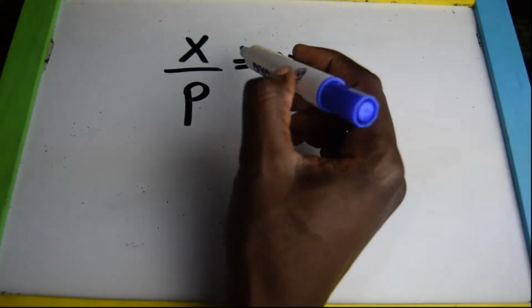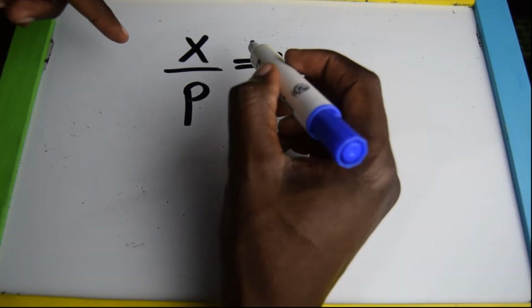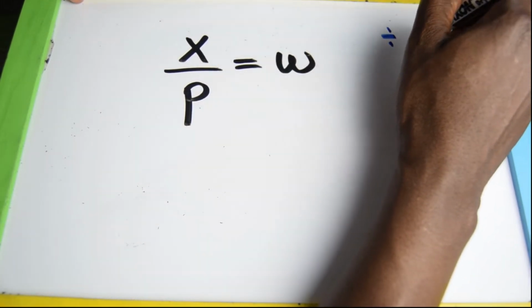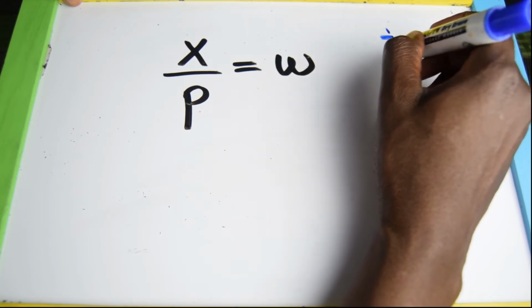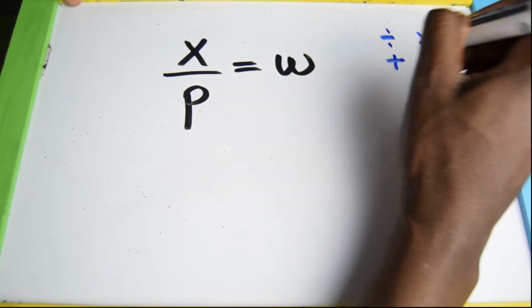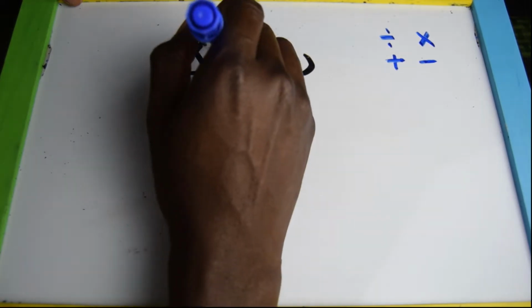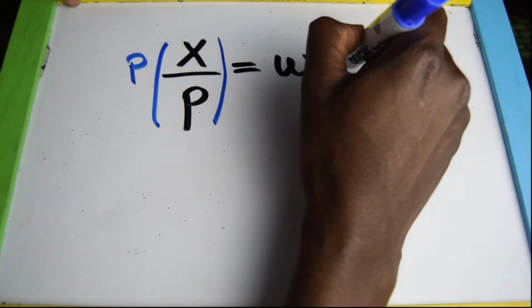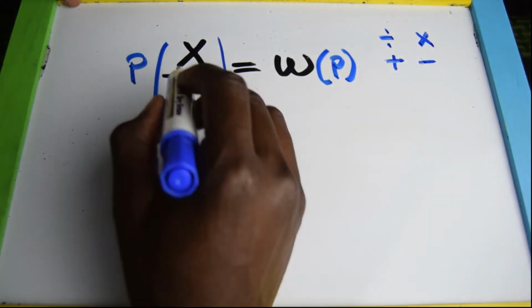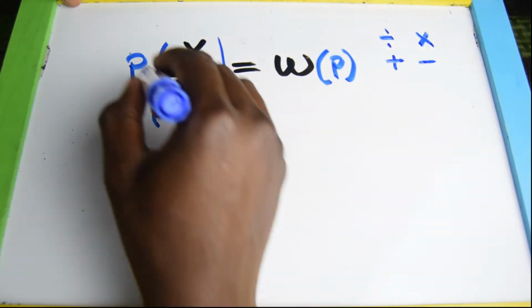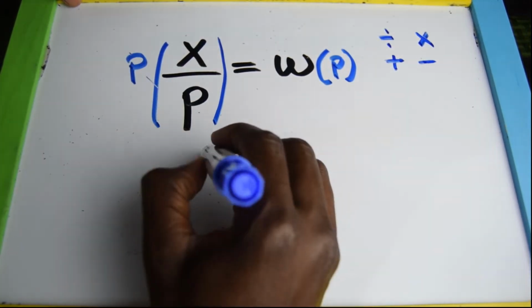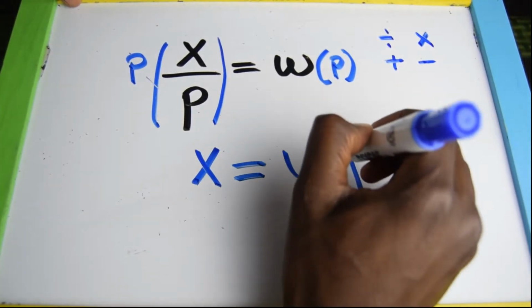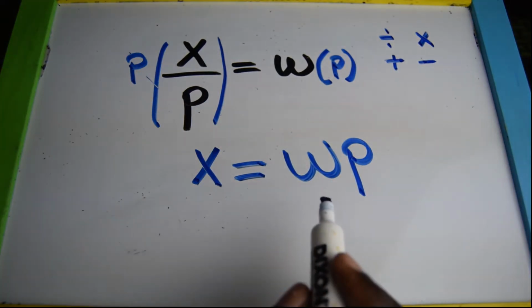How to solve this? Do the inverse operation. Now this is x divided by p. The inverse of divide is multiply, and the inverse of add is subtract. So the inverse of divide here is multiply. So I'll multiply this side by p and multiply this side by p, so that this p and this p cancel out. So you have x equal to w times p, and this is your answer.